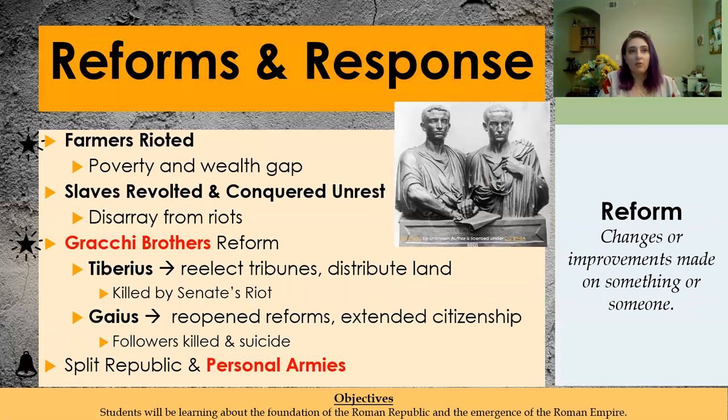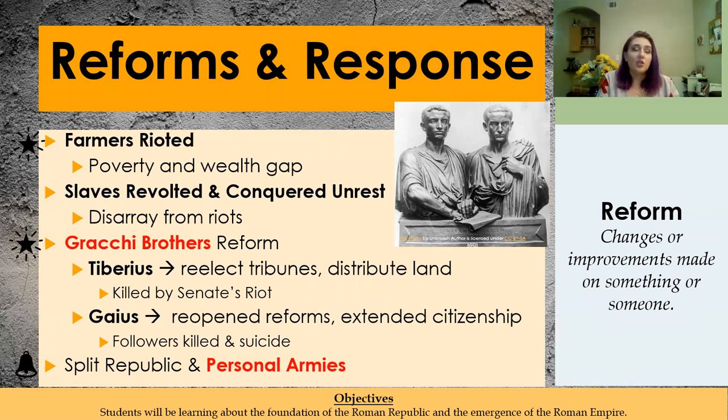So let's talk about those reforms. First off, the farmers would riot because of the poverty and wage gap. The slaves would revolt, and the conquered cities would begin to become unrested and begin to say, you know, if they're going to revolt, we might rebel as well. With the riots back then with the farmers, there wasn't as much maintenance and oversight, which made it really easy for these revolts to take place.